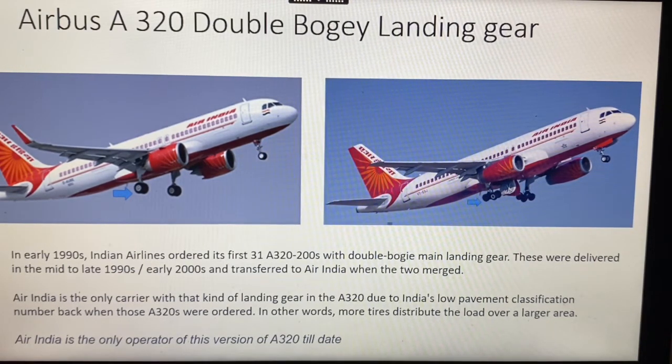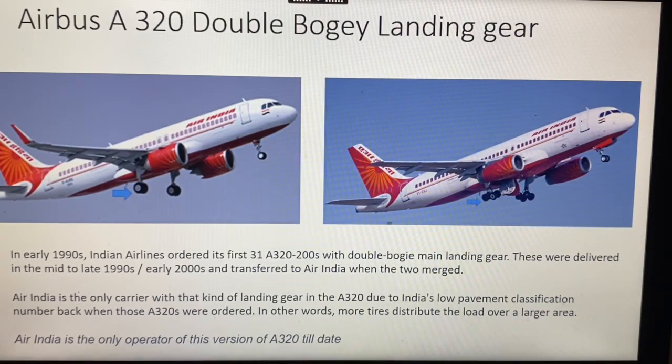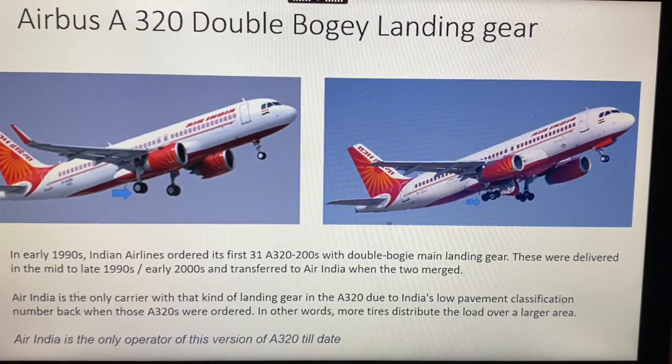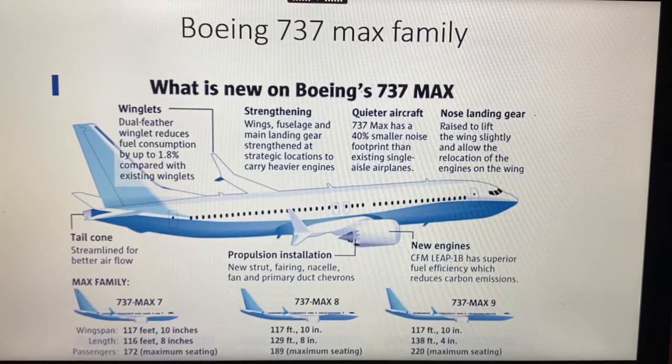So if you see a double bogie landing gear, it's definitely an Airbus 320 and has spent some time on the Indian airfields, which are probably not the best when it comes to quality of the tarmac, and that's probably why the airline decided to go with a double bogie one. So that's pretty much the initial thing about 737.